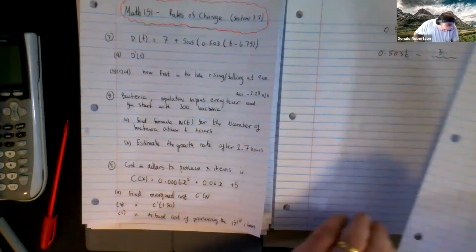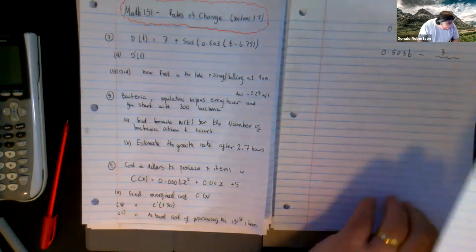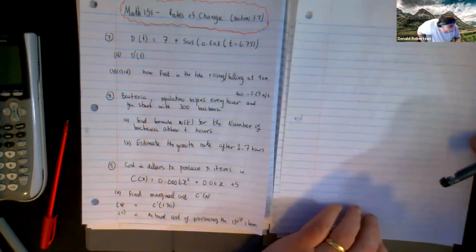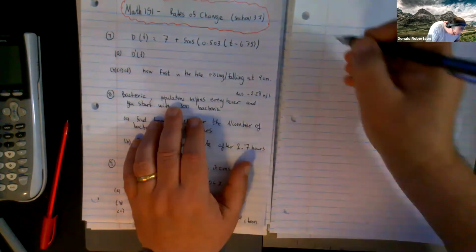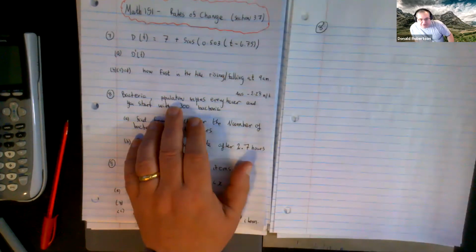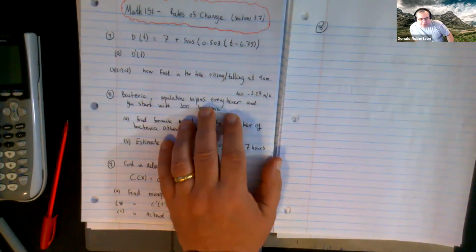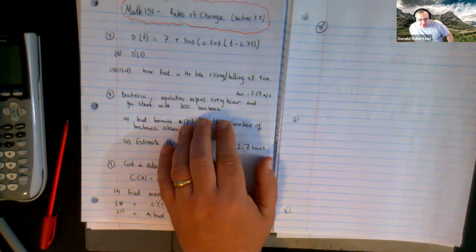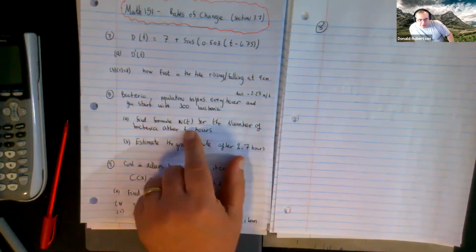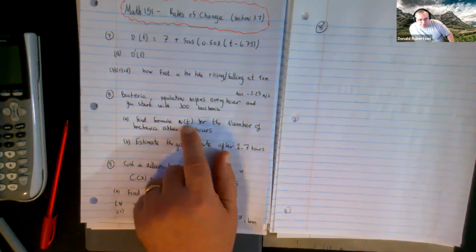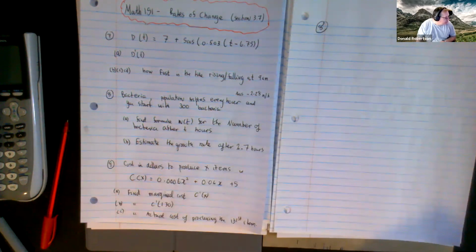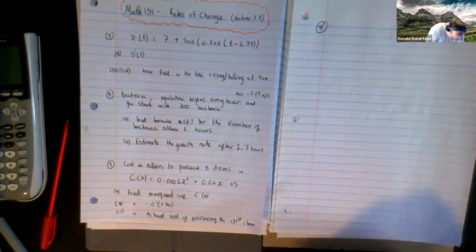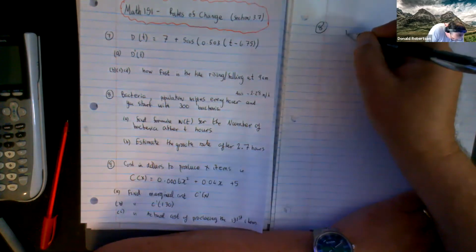Okay, next, question 8. Bacteria. The population of bacteria is tripling every hour, and you start with 300 bacteria. Find a formula N of T for the number of bacteria after T hours. So you're actually going to create the formula. Well, number of bacteria.